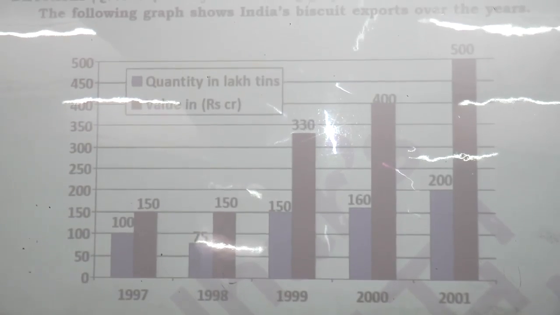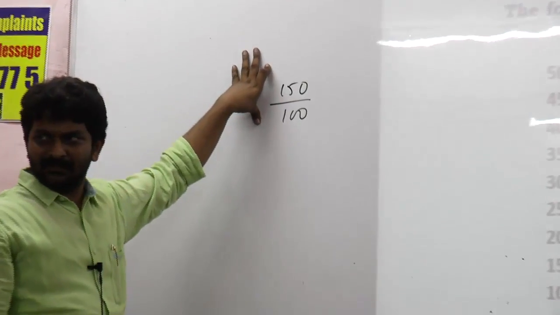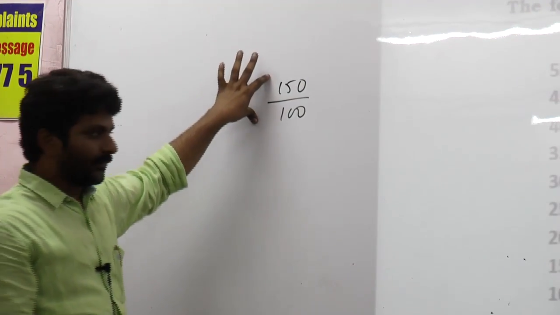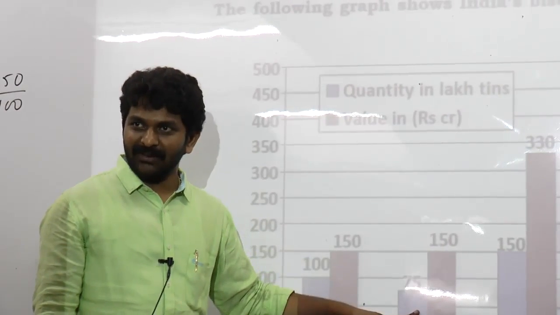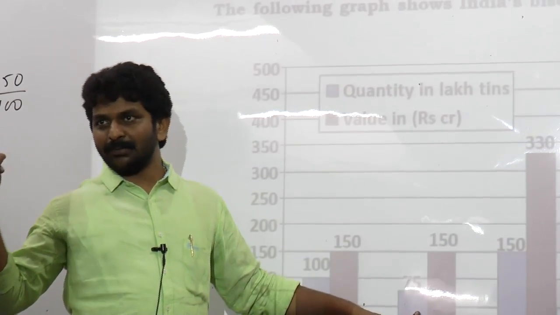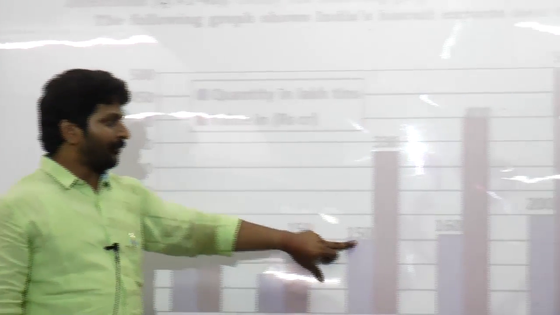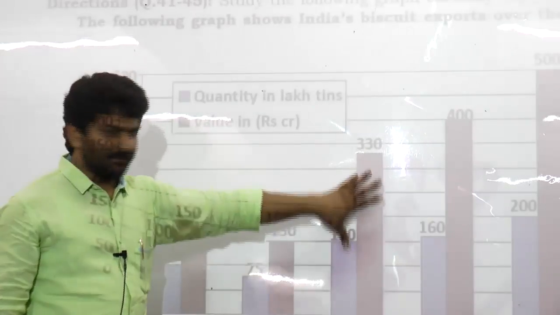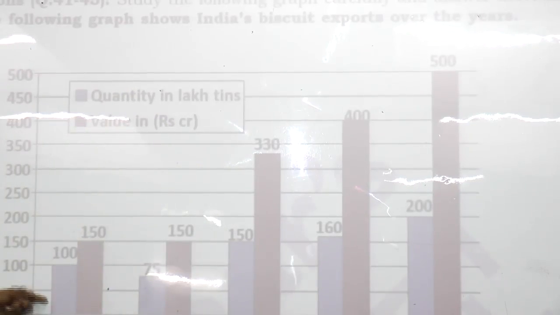Per tin cost will be 150 by 100, right? How much is it? 1.5. Next it is 2 times, right? 150 by 75, 2. But you asked about minimum value, forget about it. 2 times, more than that, forget about it. More than this, answer 1997.